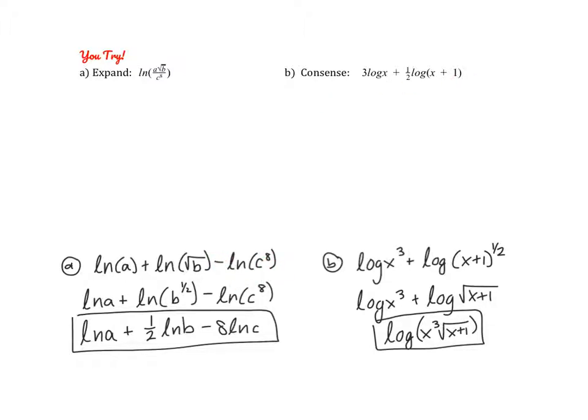For part 2, first we're going to move our coefficients up to the exponents. I like to rewrite this as a square root. And then since everything is positive, we just multiply together within a single logarithm.